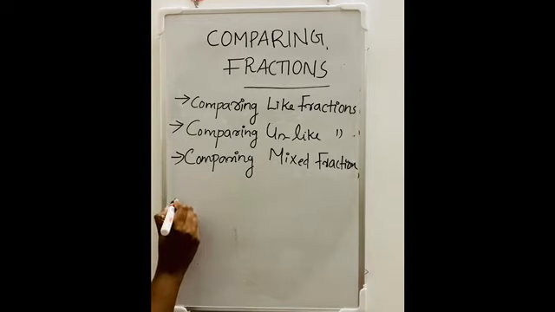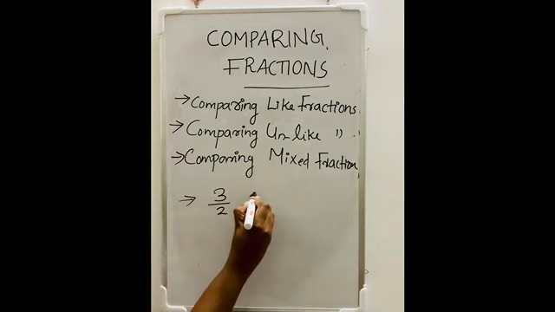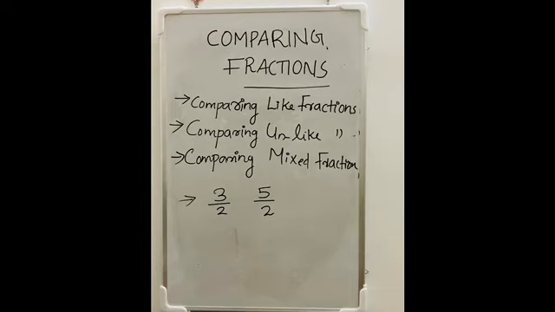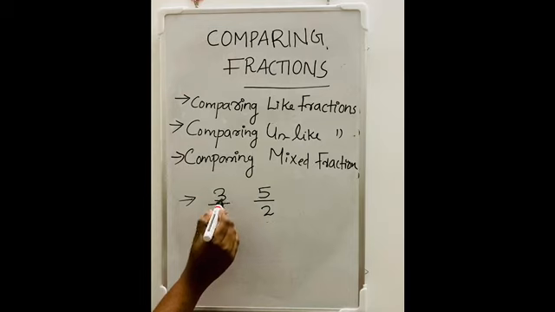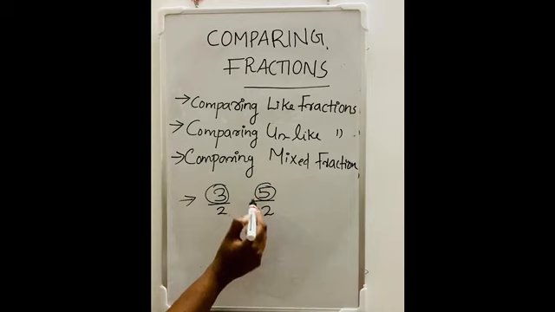So let's consider like fractions, for example 3 by 2 and 5 by 2. Comparing means we have to find which is greater and which is smaller. To compare like fractions, just look at the numerator. The fraction with the greatest numerator will be greater.